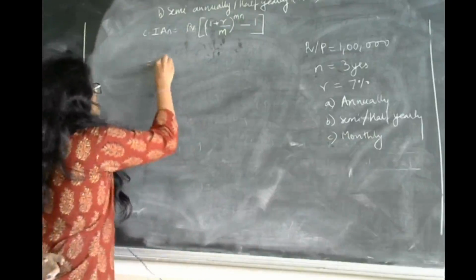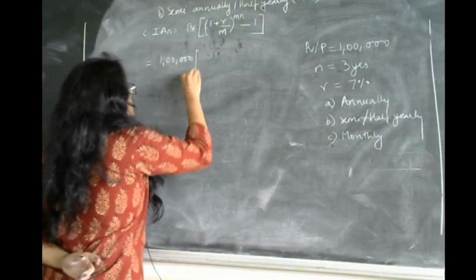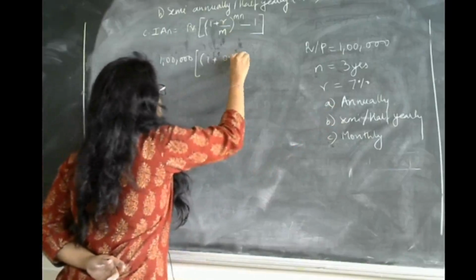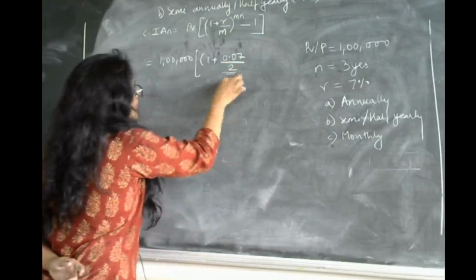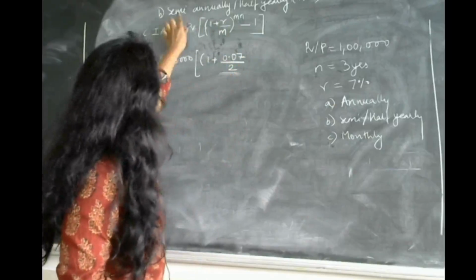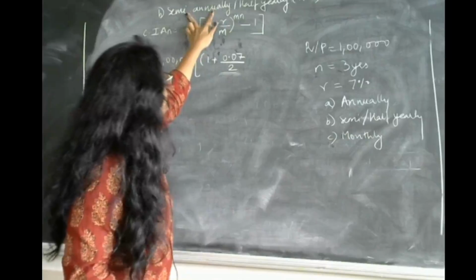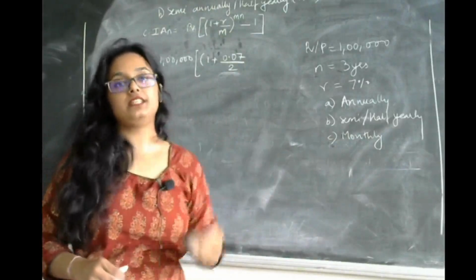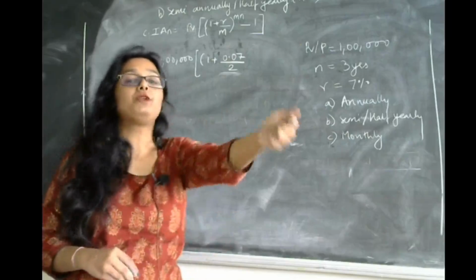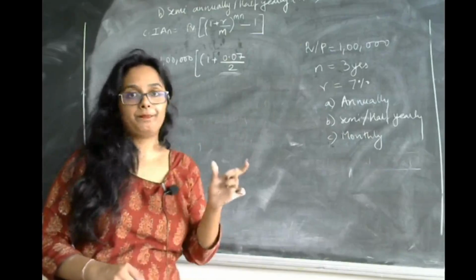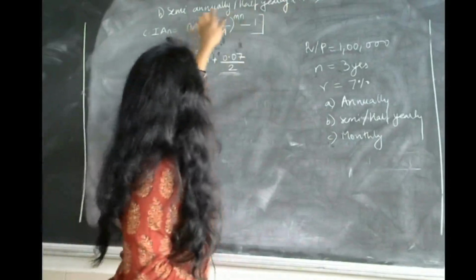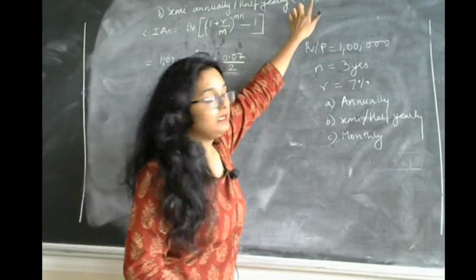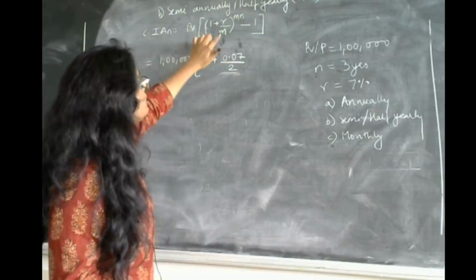Present value is given to us as 1 lakh. Now we are taking R, which is 7%, 0.07, and dividing it with 2. Why are we dividing it with 2? Because compounding is done semi-annually, and if compounding is done semi-annually, the value of M is what? The number of times you are getting the interest in a year, or the number of times you have to pay the interest in a year. That is M. So in case of compounding semi-annually or half-yearly, the value of M is equal to 2. That is the reason why we divide the interest rate with 2.